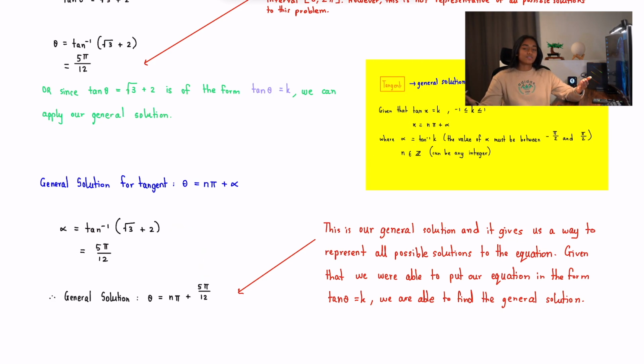That is how we solve this question for 2021. So our solution is as such. Theta is equal to n pi plus 5 pi over 12, and that is the solution.